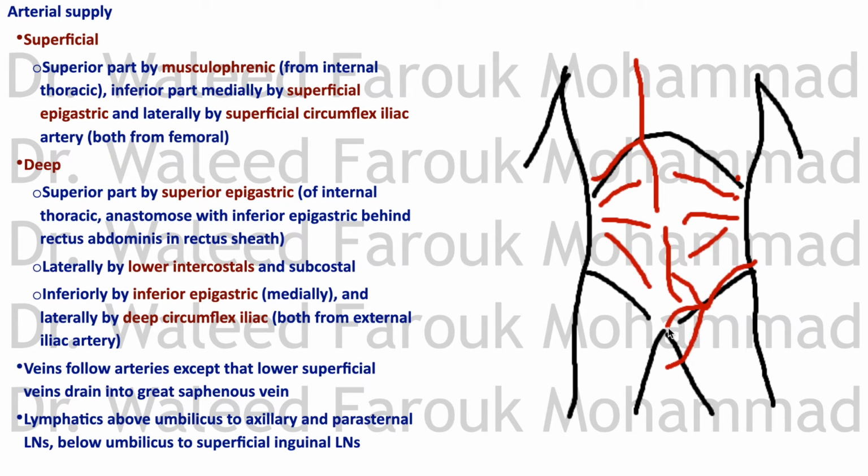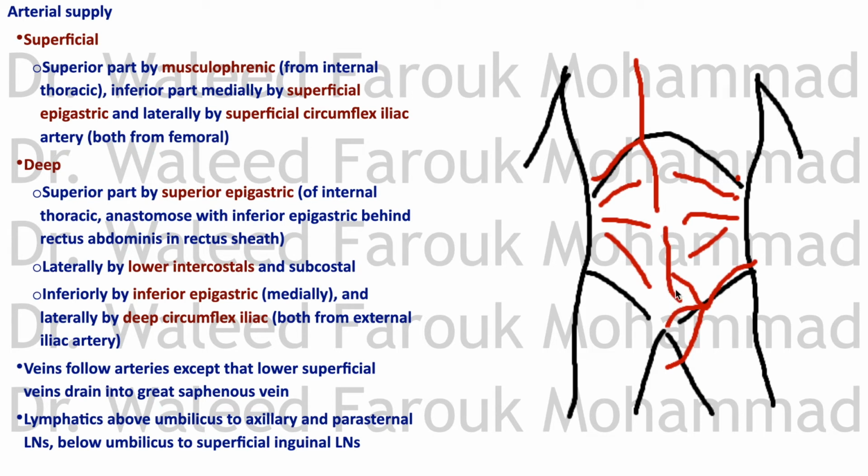External pudendals, not internal pudendals. Superficial and deep to what? To the spermatic cord. Superficial and deep external pudendals, superficial epigastric, superficial circumflex iliac. These are superficial branches that supply the lower part of the anterior abdominal wall, while the deep supply comes, for example, from the other terminal branch of the internal thoracic, which is the superior epigastric, that enters the rectus sheath from above and behind the rectus abdominis, to anastomose behind the rectus abdominis with the inferior epigastric, which is a branch of the external iliac.